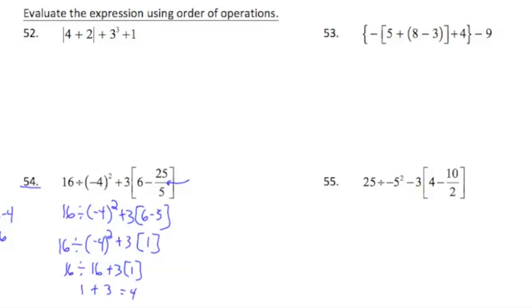Okay? Now it's time for you to practice this idea. So pause the video player and solve question 55. And when you get done evaluating this expression, hit play to see how you did.